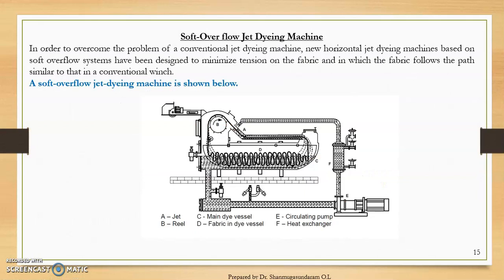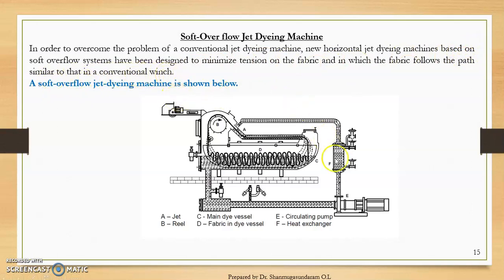Next we will see the soft overflow jet dyeing machine. In order to overcome the problems of a conventional jet dyeing machine, new horizontal jet dyeing machines are used, that is, the soft flow overdyeing machine, which has been designed to minimize the tension on the fabric, and in which the fabric follows a path similar to that in a conventional winch.